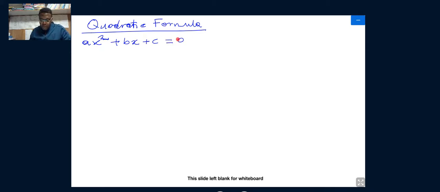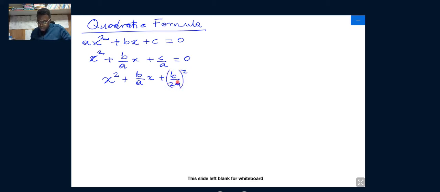Alright. We are going to divide by a throughout. We have x squared plus b over a x plus c over a equal to 0. x squared plus b over a x plus b over 2a all squared, I did explain this, equal to negative c over a plus, now we add it, we add this term here.